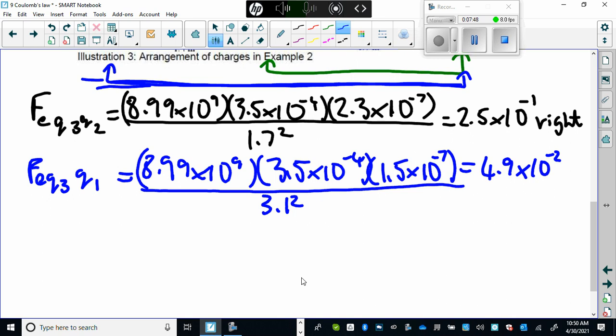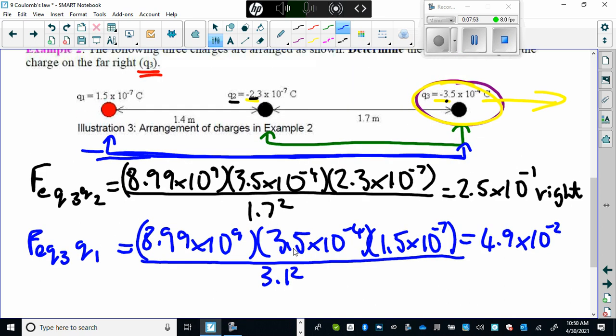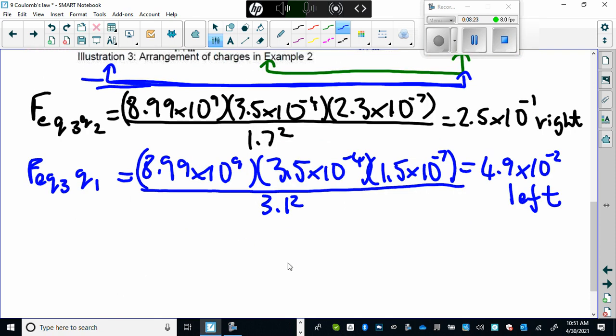Now, which direction is this one? And again, we're talking about Q3. This time, this is positive. This is negative. They're going to be attracted to one another. So in other words, Q3 will move to the left. So I put left. One to the right, one to the left. Q3 gets repelled by Q2 because they're both negative, but it's attracted to Q1 because they're opposites. And now I just add these two vectorially.